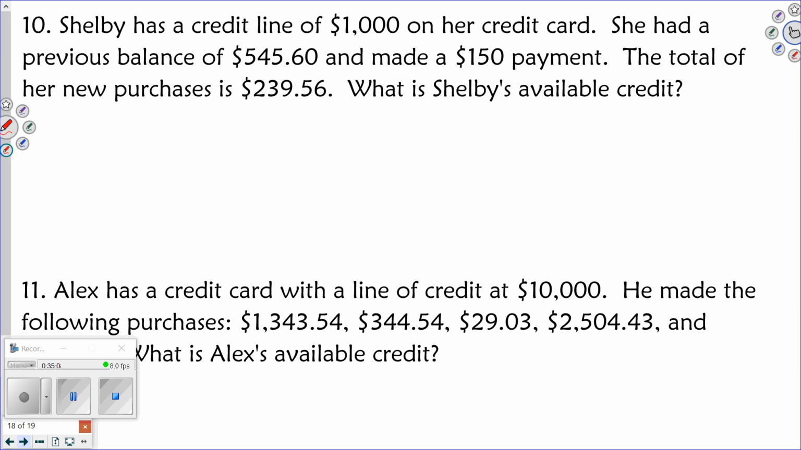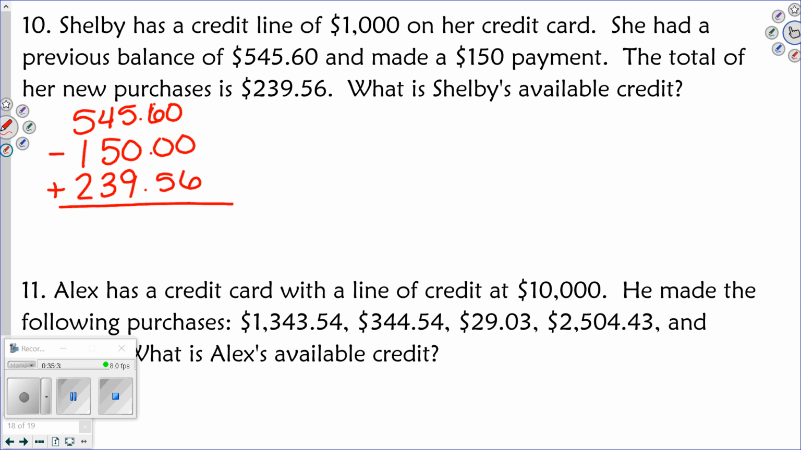Okay, so we started last time with her previous balance. So $545.60. What do we do with payments? We subtract them because we're subtracting off of how much we owe. So we're going to subtract the payment. New purchases, what happens with those? They get added to how much we owe. So $545.60 minus the $150 we paid off, but we spent another $239.56.